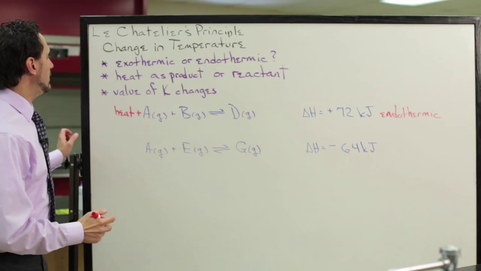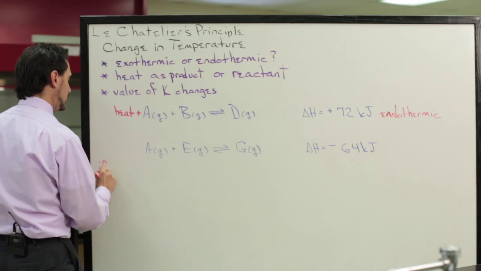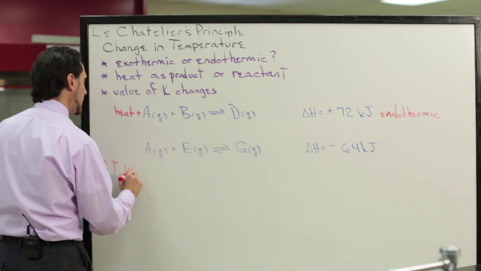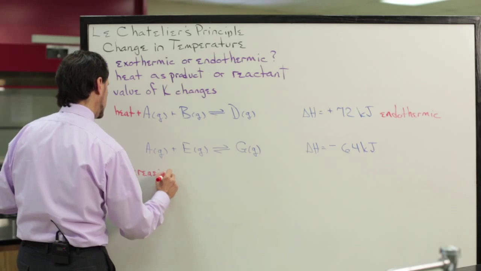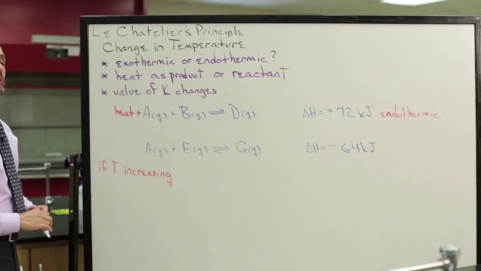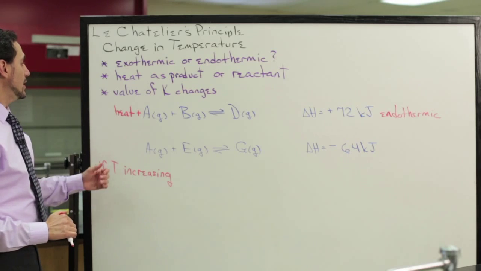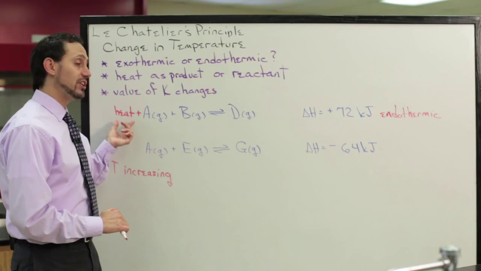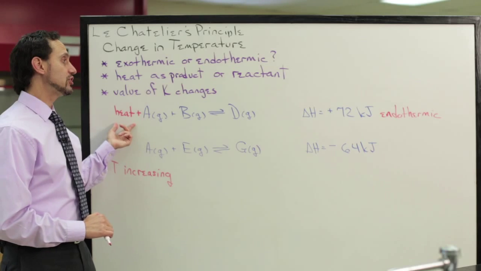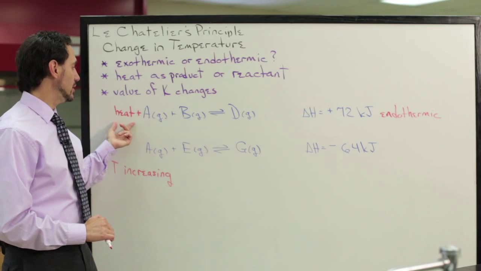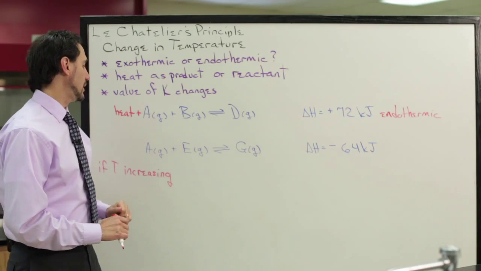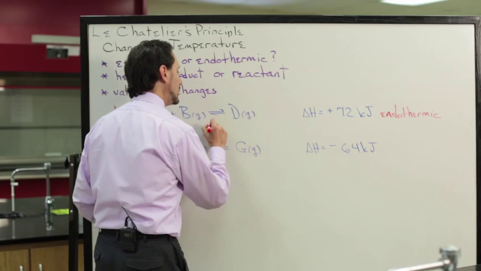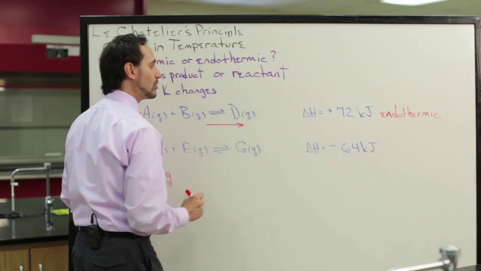So, if the temperature changes by increasing, so if the temperature is increasing, that means that we have more of this than we need. And so in an endothermic reaction, the system will shift to remove that extra heat. So in this situation, it will shift to the right.